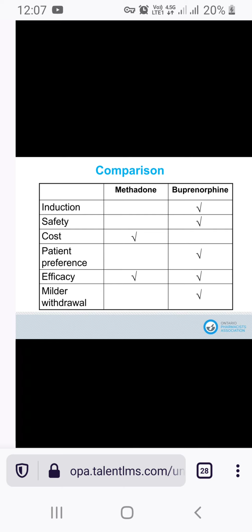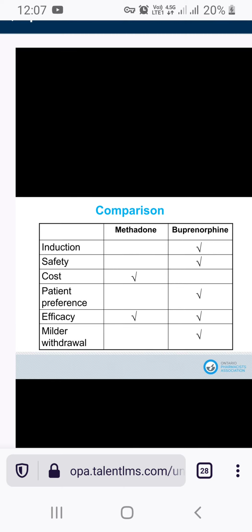Comparing them, methadone is cheaper, although buprenorphine will soon get cheaper. They're both efficacious. As for patient preference, I see a lot of people who come into my clinic who say, I'm here because I hear that you prescribe buprenorphine. I never would have come in a million years if it was to get methadone therapy, but I will go on buprenorphine. So I see that a lot in my practice.